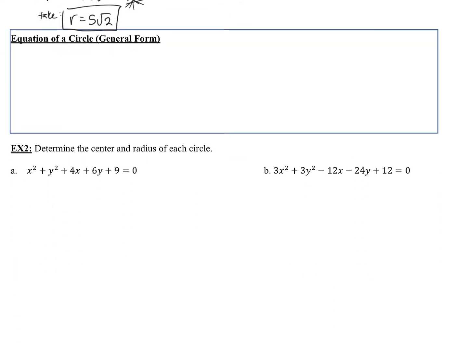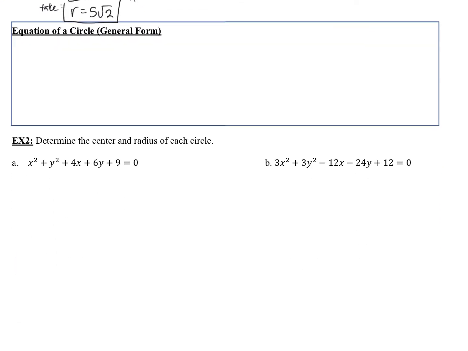So now let's take a look at the next equation of a circle, and this one's called the general form. So this is the easier way, I guess, sometimes that you could say, of identifying a circle.